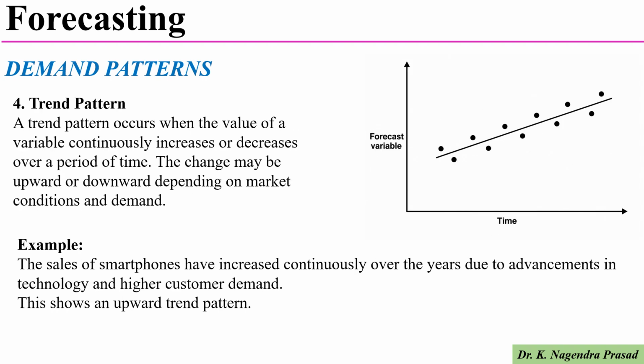The last one is the trend pattern. A trend pattern occurs when the value of a variable continuously increases or decreases over a period of time. The change may be upward or downward depending on market conditions and demand. For example, sales of smartphones have increased continuously over the years due to advancement in technology and higher customer demand. So this shows an upward trend pattern. This is the introduction and theory of forecasting, and thank you.